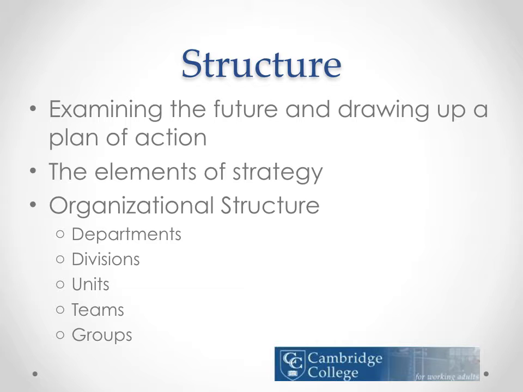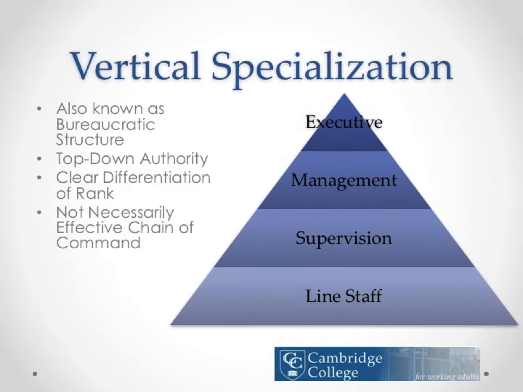So, when we talk about elements of organizational structure and elements of these strategies, we have to look at the traditional view of different departments, divisions, units, teams, and groups. And what I want to do is lay out a history of it and look at the different models that are in play. So we have vertical specialization, which is definitely a Winslow-esque approach to things. It's also known as bureaucratic structure. We touched on this a little bit in our first lecture. It's top-down authority, clear definition of rank, not necessarily an effective chain of command.